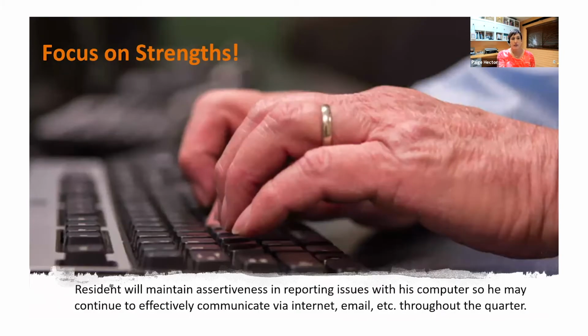Here's an example. This is a care plan goal that a colleague of mine wrote years ago, and I've always kept it as an example because it was so perfectly written. The resident will maintain assertiveness in reporting issues with his computer, so he may continue to effectively communicate via the internet, email, throughout the next quarter. When I look at this, it really speaks to me of so many different needs, basic universal human needs, which I talked about in the video before about nonviolent communication and how we all have universal human needs.